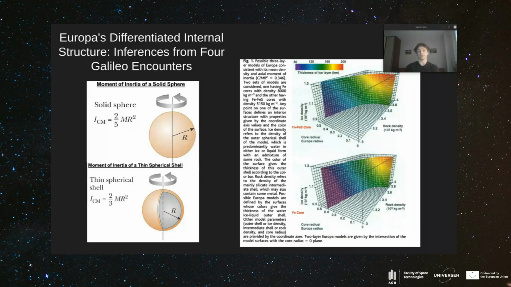Its moment of inertia is 2/5, or 0.4. The m is the total mass, and r is the total radius of the structure. For the thin spherical shell, so when the mass is mainly distributed on the outer layers of the structure, the moment of inertia is 2/3 mr squared.